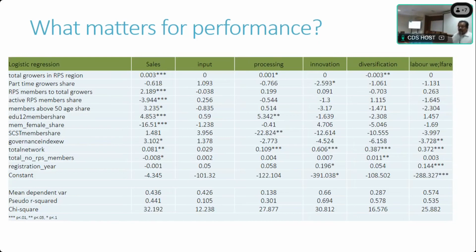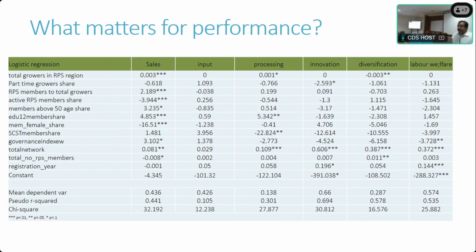If you look at it in terms of inputs, it has a negative effect, but not significant. Innovation has a negative effect. Diversification has a negative effect. Labor welfare has a negative effect. None of them are significant. So I'm not making any claims over there, but there seems to be something there.